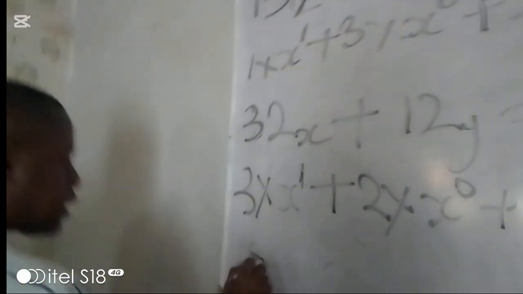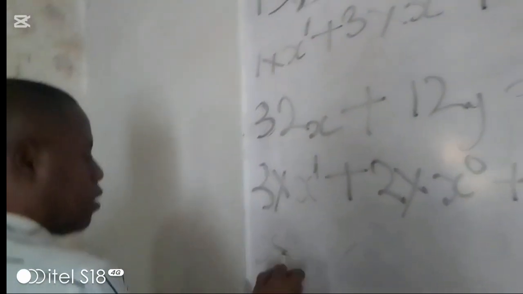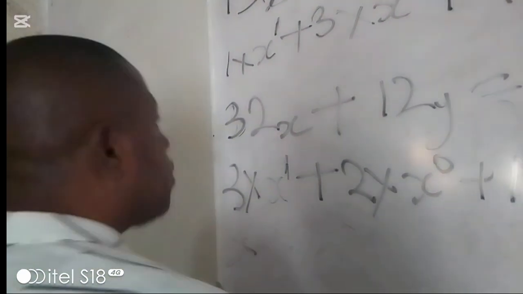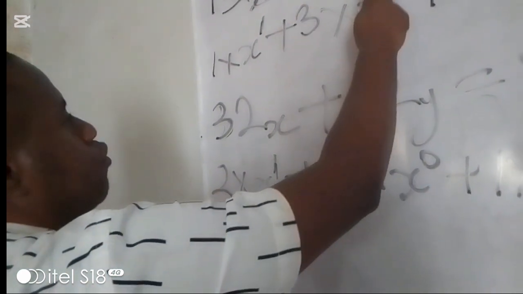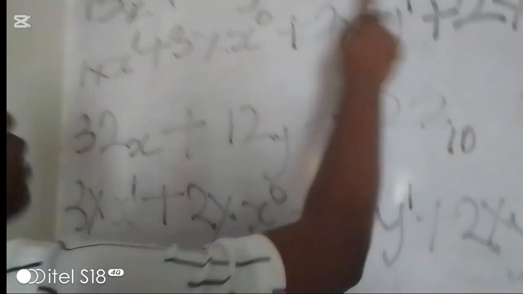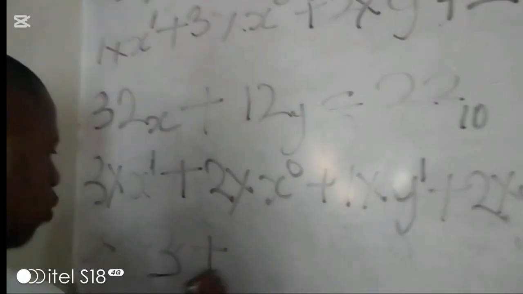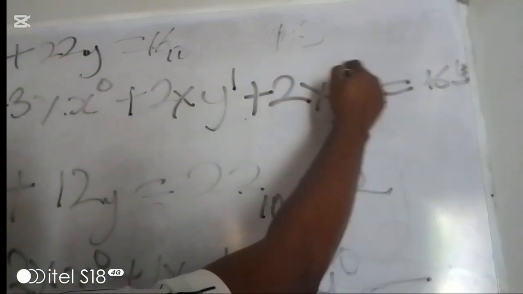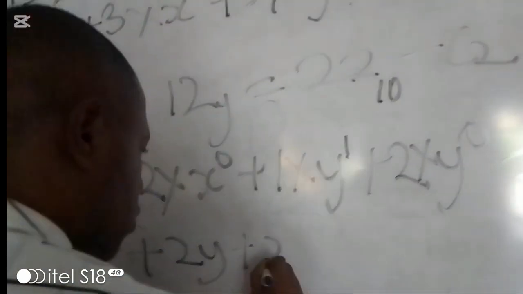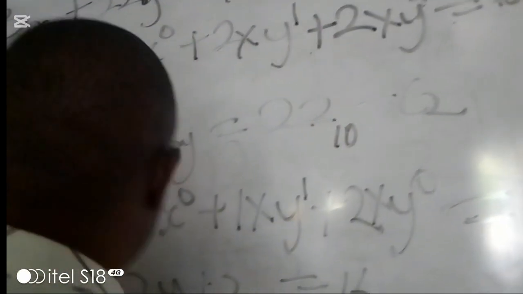From this now, 1 times x raised to power 1 is left at 10x. Three times x raised to power 0. Remember, I said anything raised to power 0 is 1. This is left at 3. 2 times y raised to power 1 is left at 2y. 2 times y raised to power 0, anything raised to power 0 is 1. This is plus 2. Equal to 16.